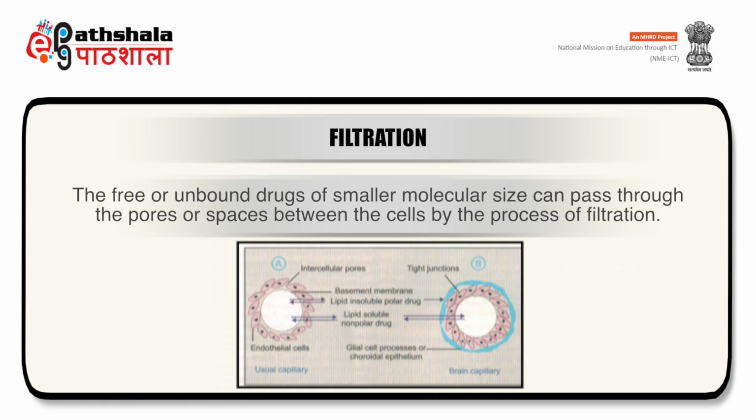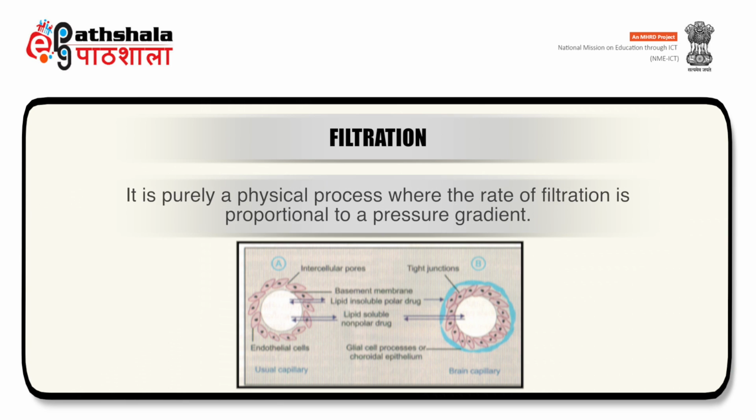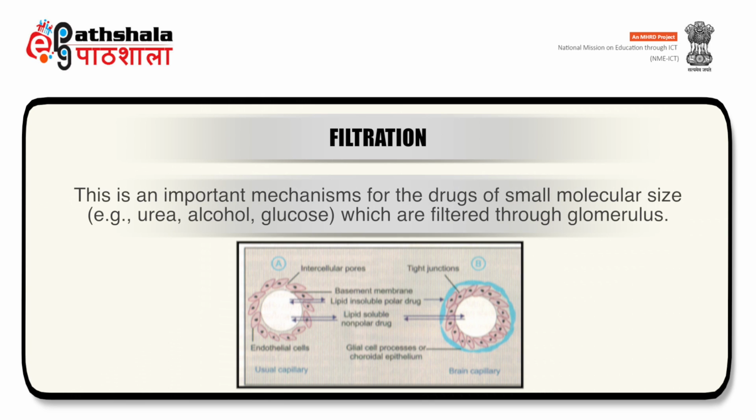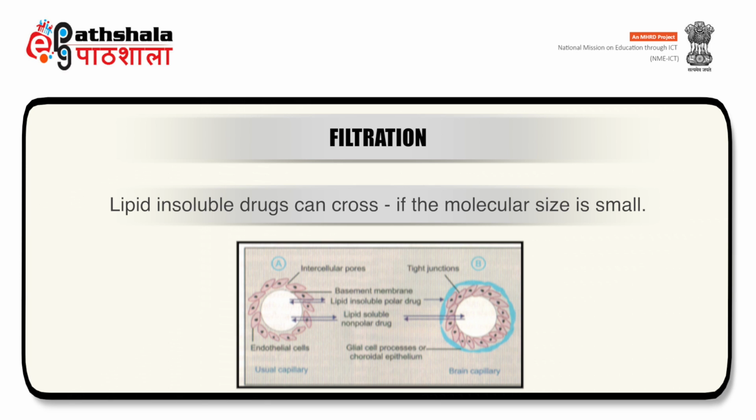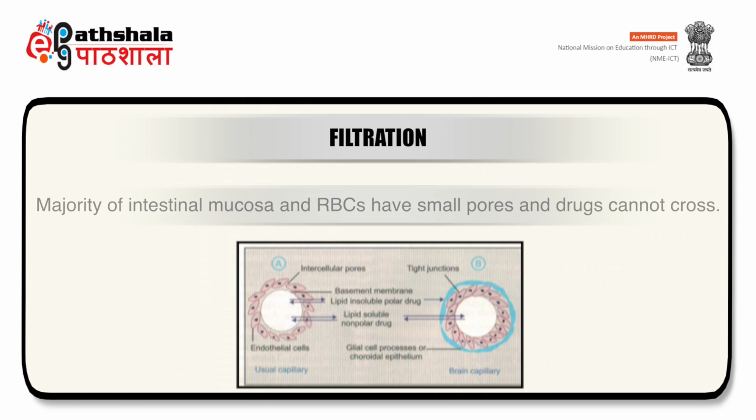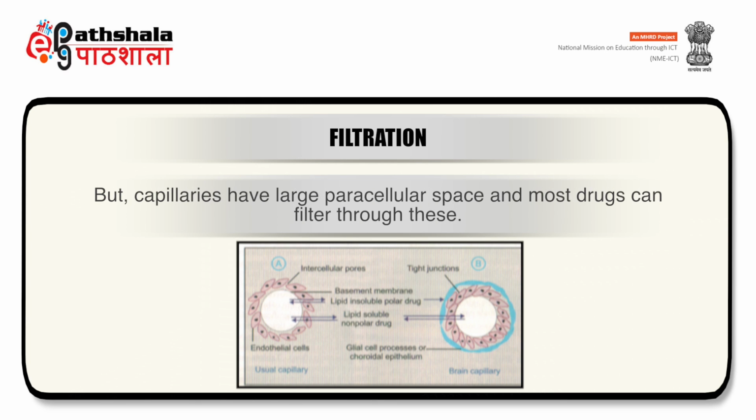Now, we'll discuss filtration. The free or unbound drug of smaller molecular size can pass through the pores or spaces between the cells by the process of filtration. It is a purely physical process where the rate of filtration is proportional to the pressure gradient. This is an important mechanism for drugs of smaller molecular size, for example, urea, alcohol, and glucose, which are filtered through the glomerulus. Lipid insoluble drugs can cross if the molecular size is small. The majority of intestinal mucosa and RBCs have smaller pores and the drugs cannot cross. But capillaries have larger paracellular spaces and most drugs can filter through these.